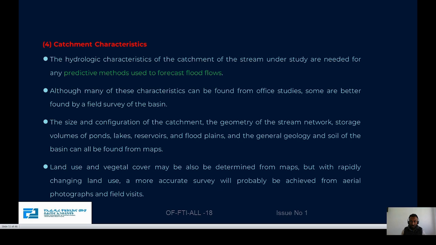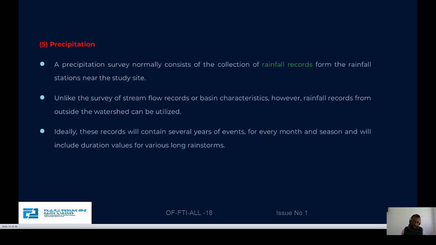The soil is very important related to the catchment, and also related to the runoff. The land cover, whether vegetated or not, is very important. If there is vegetation, the runoff will be decreased, so the design will also be altered. And precipitation is also very important for collecting information for runoff records from the rainfall stations near the study areas.